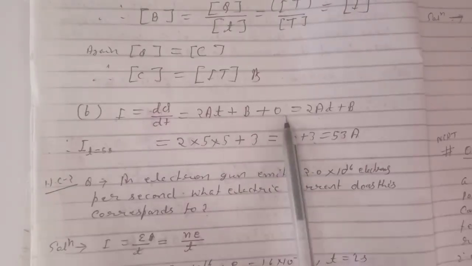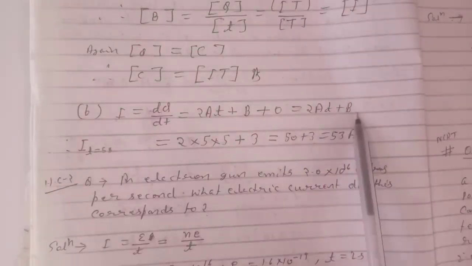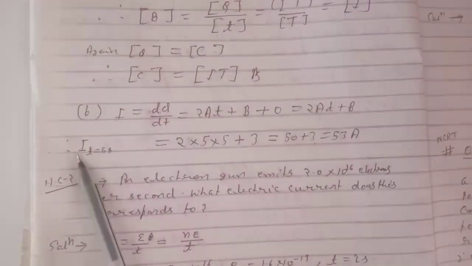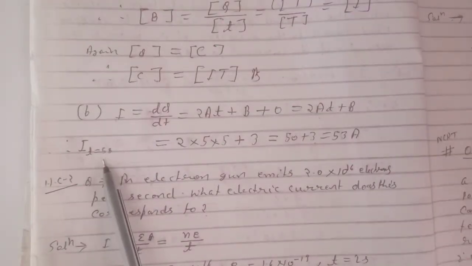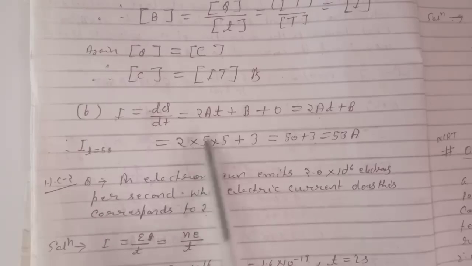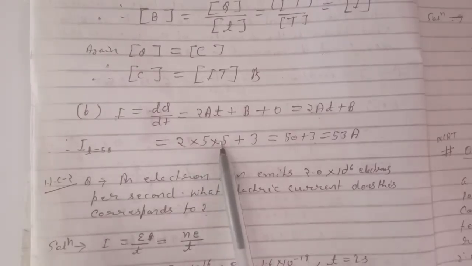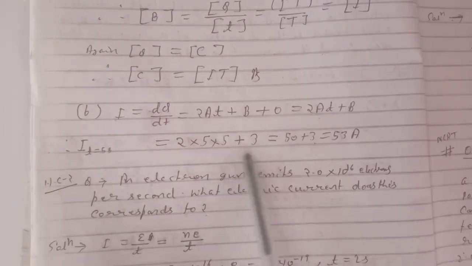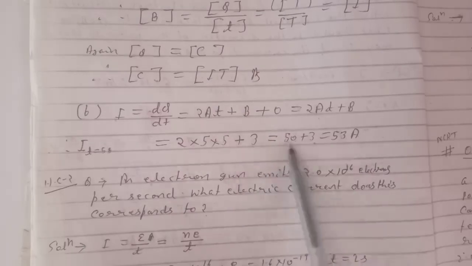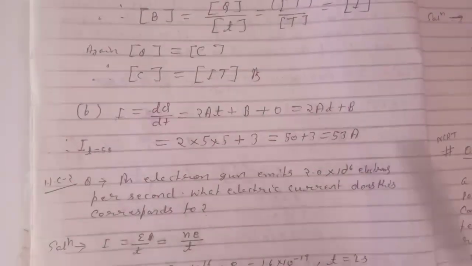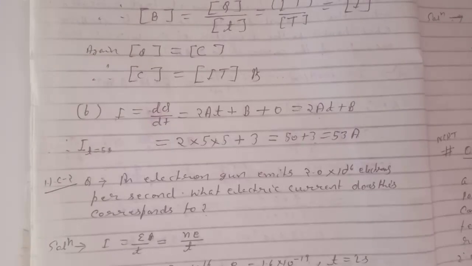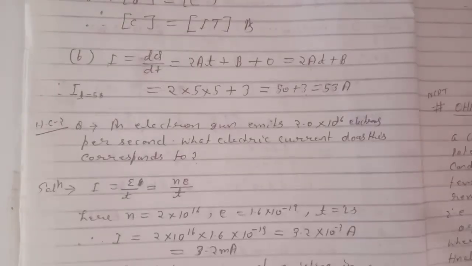Now second, as I equal to dq by dt, differentiating that value, 2a into t plus b plus 0, or 2a into t plus b. Now hence I at t equal to 5 second is 2 into 5, value of a is 5, into 5, t equal to 5, plus b, value of b is 3, so 50 plus 3 equal to 53 ampere. Answer.